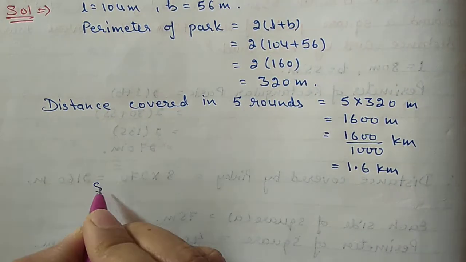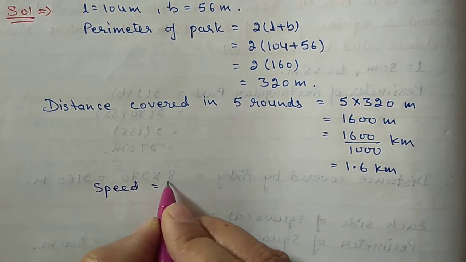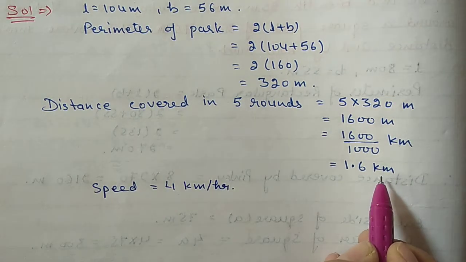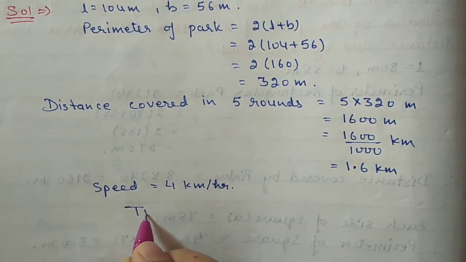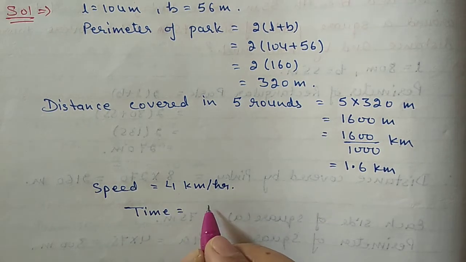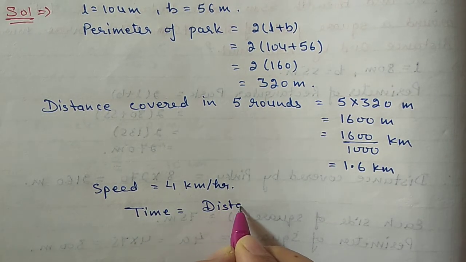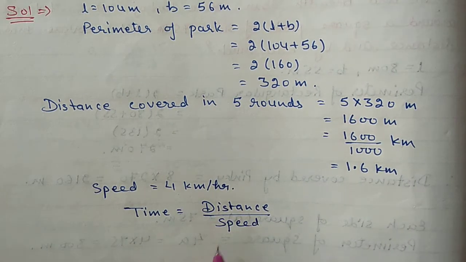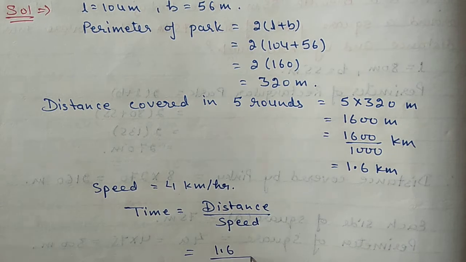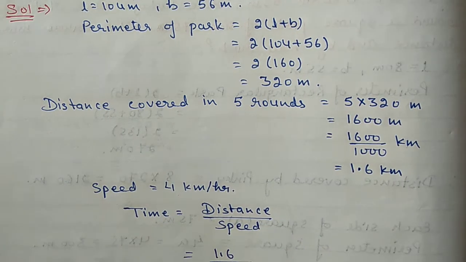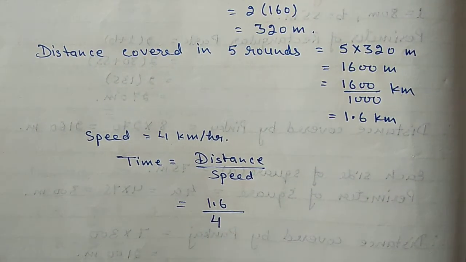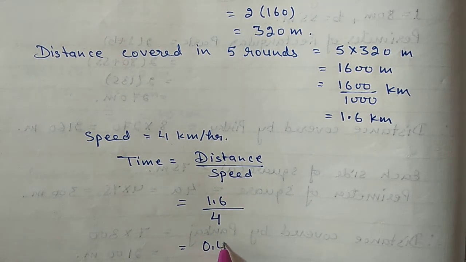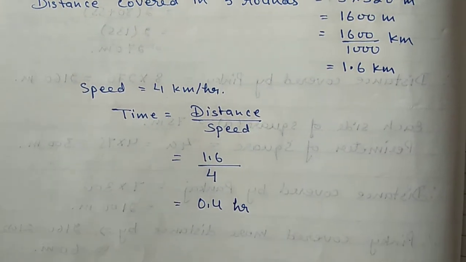Speed is given here 4 kilometer per hour, and distance we have found out 1.6 kilometer. We have to find out the time. Time is equal to distance by speed. Distance is 1.6 and speed is 4 kilometer per hour. Now we can cancel out. After cancellation we will get here 0.4 hour, and this you can change into minute also.